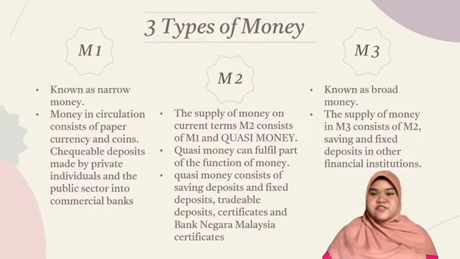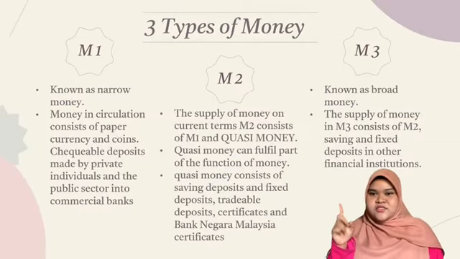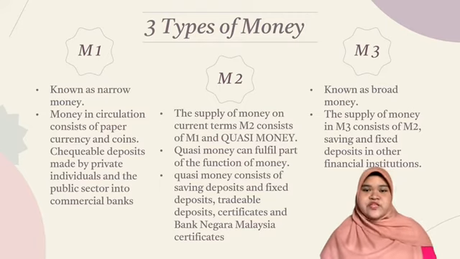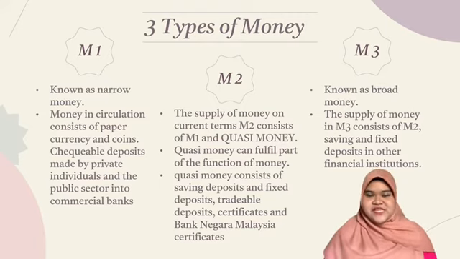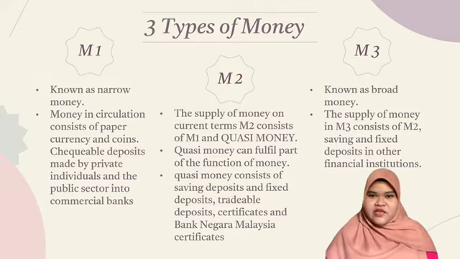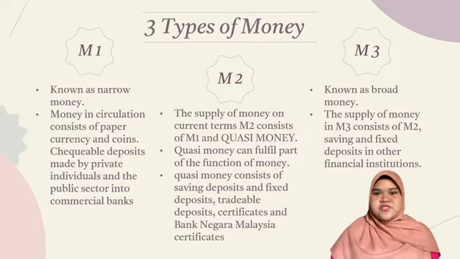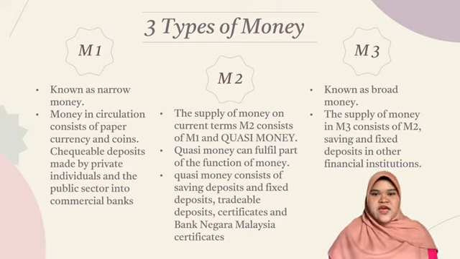Money supply has three types. The first is M1, second is M2, and third is M3. What is M1? M1 ialah bekalan wang sempit, known as narrow money, which is made up of money in circulation and checkable deposit. Then, money in circulation consists of paper currency and coins. Checkable deposit is made by private individuals and the public sector into commercial banks, which can be withdrawn by using checks.